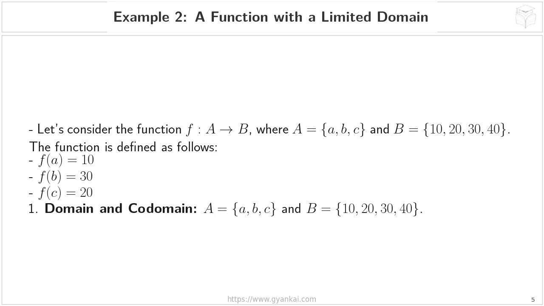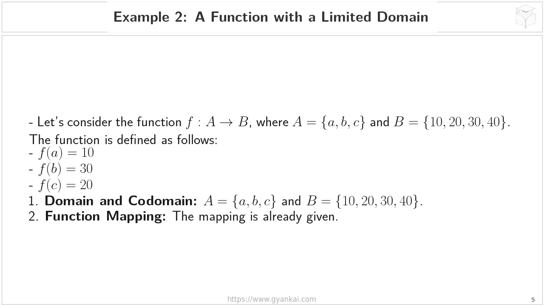Let's break down the steps. First, we identify the domain and codomain, which we've already done. A is the set containing a, b, and c, and B is the set containing 10, 20, 30, and 40. Next, we determine the function's mapping. In this case, it's already given to us. The function f maps a to 10, b to 30, and c to 20.